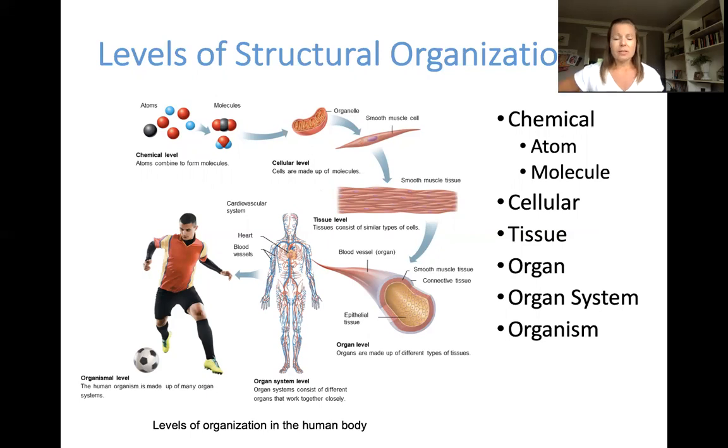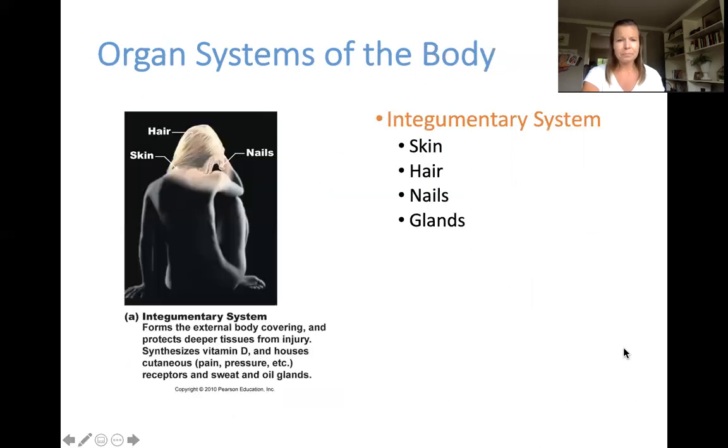Multiple organs form an organ system. And these organs all work together to perform the function of the organ system. And there's many organ systems in the body. There's the cardiovascular system, the respiratory system. We'll go through those in just a minute. And then finally, an organism is made up of many organ systems put together.